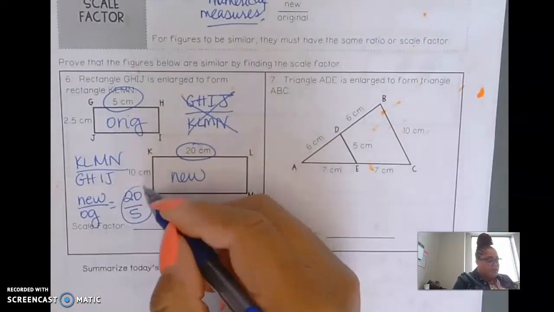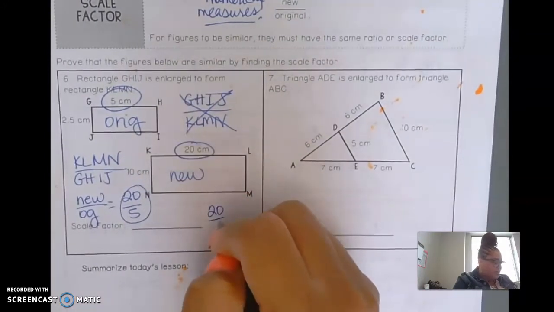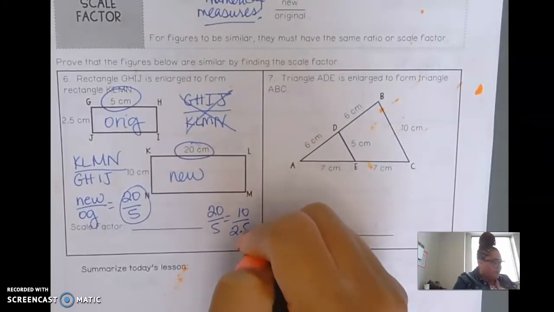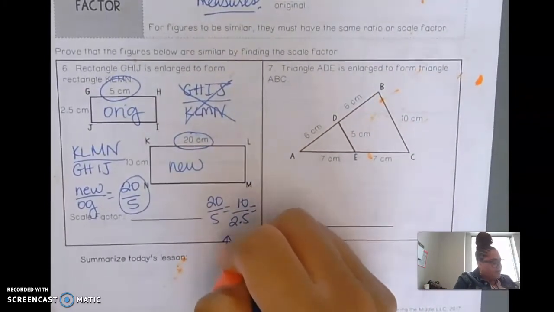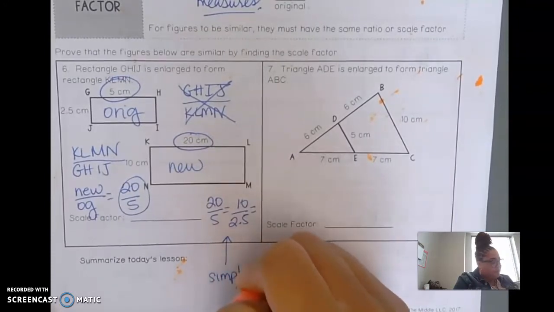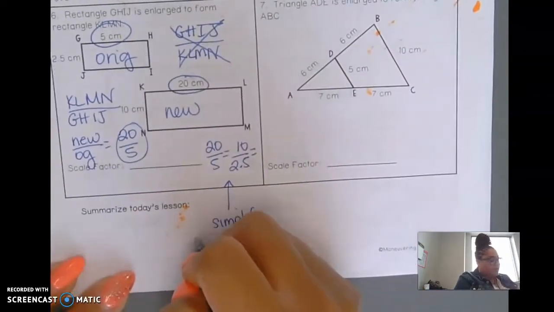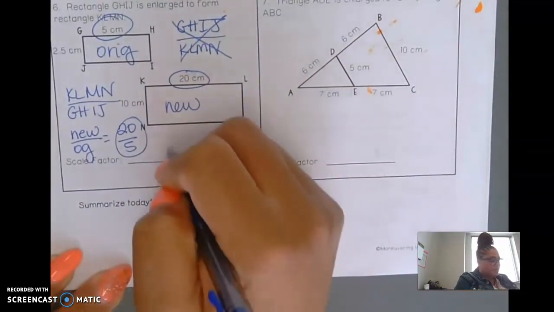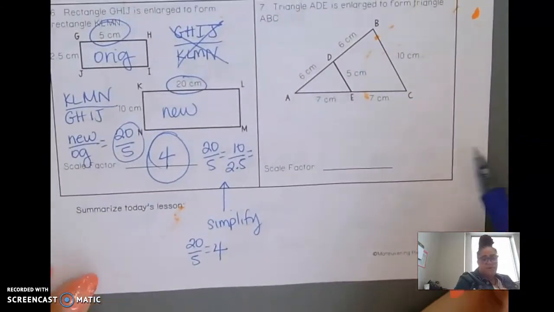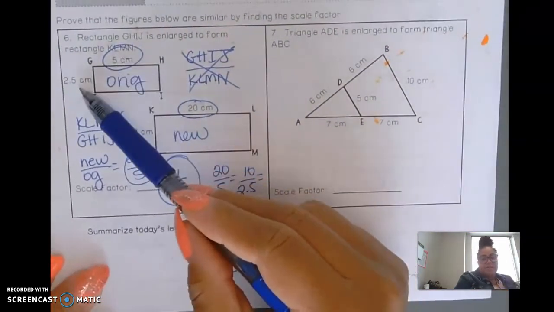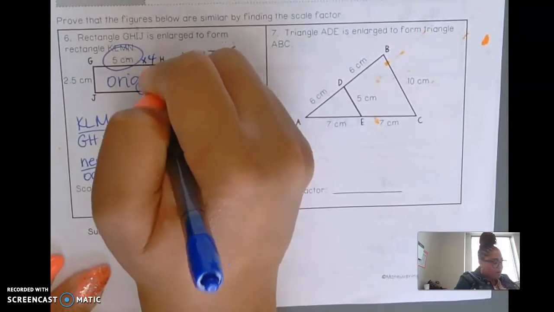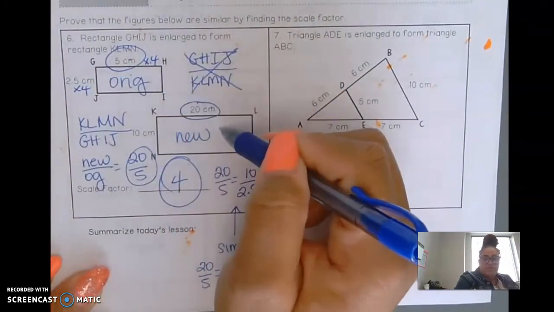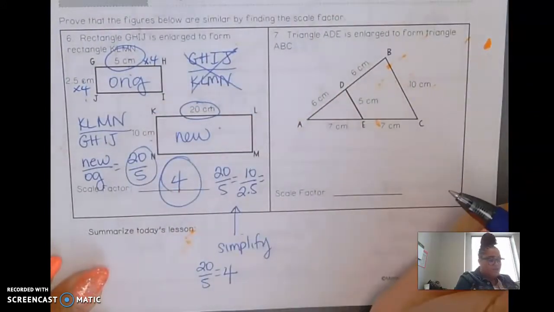Then I'm going to simplify this fraction. I could also write 20 over 5 is equal to 10 over 2.5. But either way, I must simplify. 20 over 5 is easier to simplify because that's just 20 divided by 5, which is 4. My scale factor here is 4, meaning I took these side measures and I multiplied them by 4 to get the new side measures. So 5 times 4 is 20, 2.5 times 4 is 10.